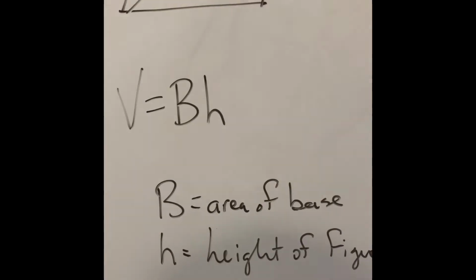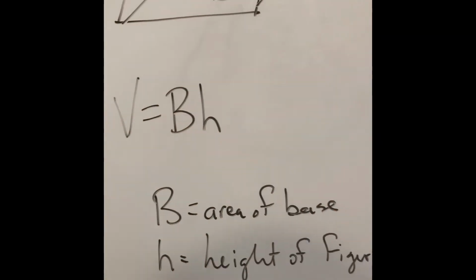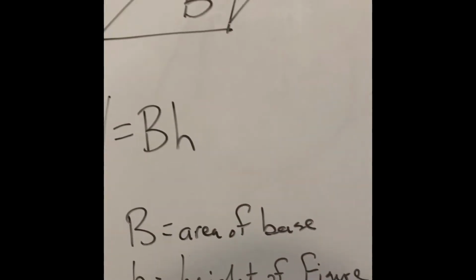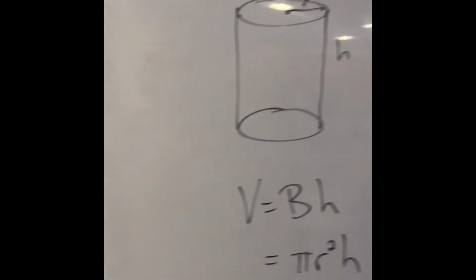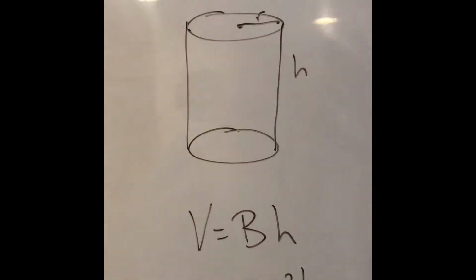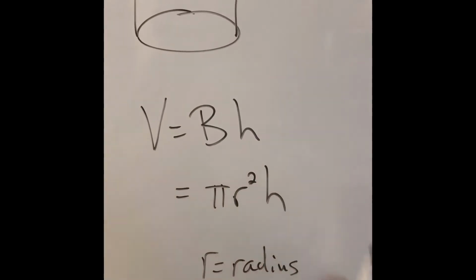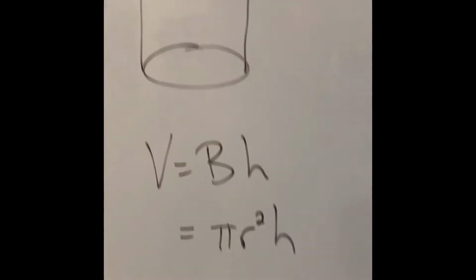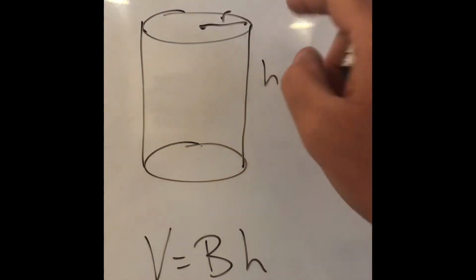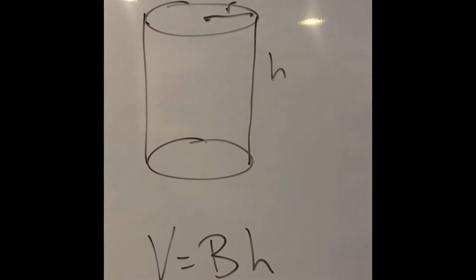So again, volume is area of the base times the height, where B is the area of the base, H is going to be the height of the figure. A cylinder is the exact same thing. It's area of the base, which happens to be a circle, times the height of the figure. So that's just going to be pi r squared h, and that's what you're going to have to remember. So what we want to do is find the area of this circle, multiply it by the height of the cylinder, and off we go.